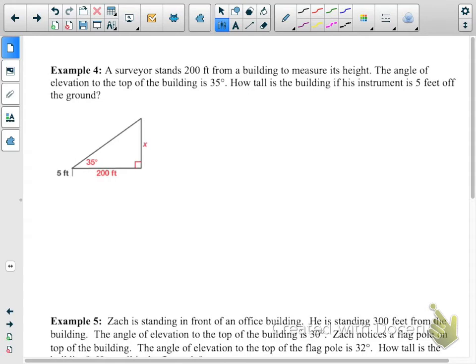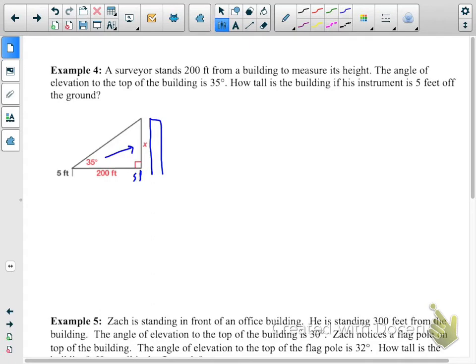Okay, so a surveyor stands 200 feet from a building to measure its height. The angle of elevation to the top of the building is 35 degrees. How tall is the building if his instrument is 5 feet off the ground? Okay, so here's my building. Now this triangle right here that we're dealing with is 5 feet off the ground. So when I find this missing side right here, x, that x right here has another 5. So once I figure out what x is, I'm simply going to add 5 to it.